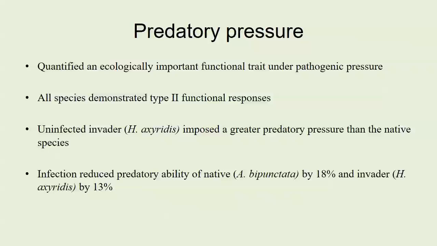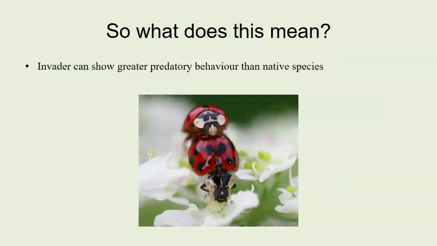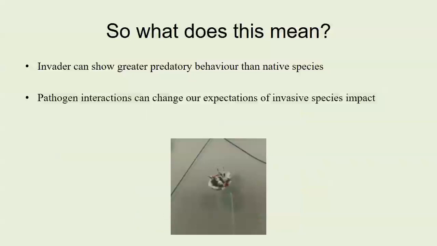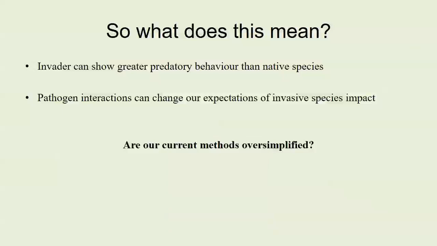So what does this show in the greater context? It shows that invasive species can have greater predatory responses than our native species. This also shows that pathogenic interactions can change our expected impacts of invasive species, which is really important and the real key point I want to get across here. Which leads us to the question, are our current methods an oversimplification of in-field effects? And is this then important in terms of quantifying invasive species impacts in the field?